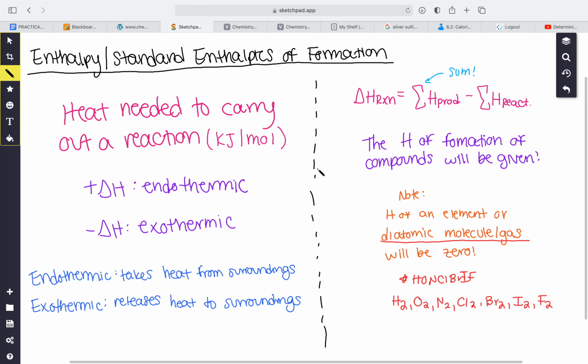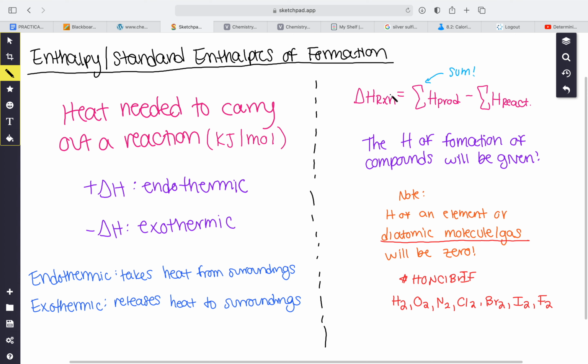Professor Sherlock's going to be giving us a whole equation sheet, so we don't have to write them down. So don't worry about that. But that is the equation that we're going to be using for the standard enthalpies of formation. So these H values will be given to you, right? The only one that you're going to have to find is the delta H of the reaction.